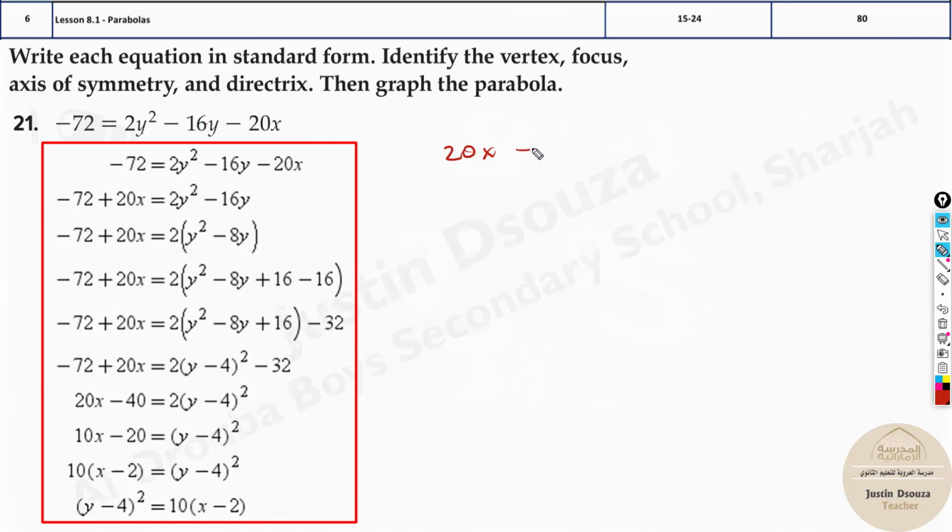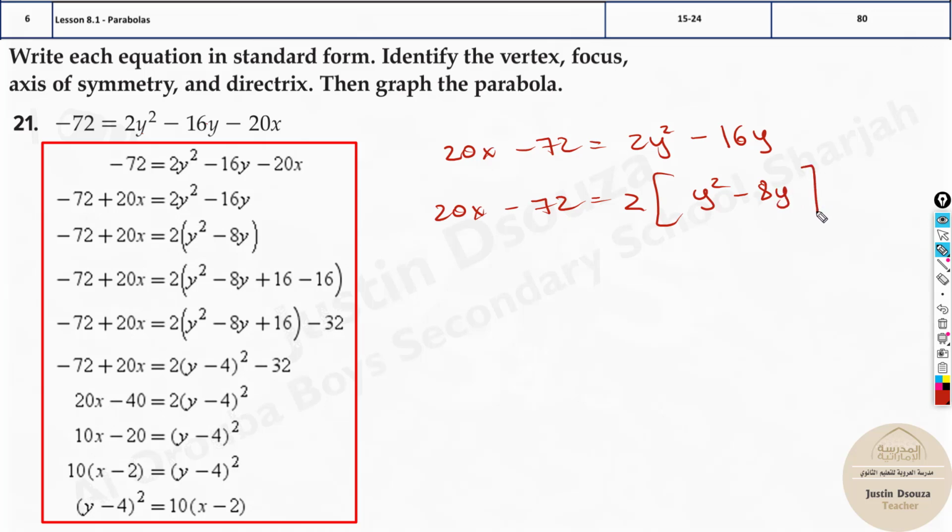It will be 20x positive minus 72 is equal to, here you have 2y squared minus 16y. Okay, now this is a little bit tricky. What happens is you have a coefficient over here, right? So what do you do in such a case? Remove the 2 outside. Now what happens? You're remaining with y squared minus 8y only.